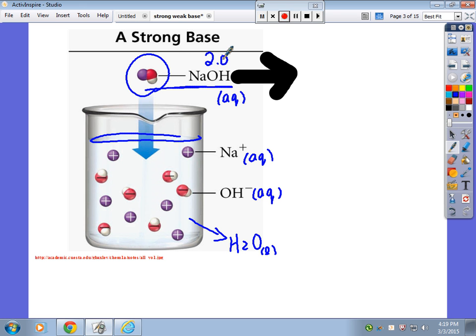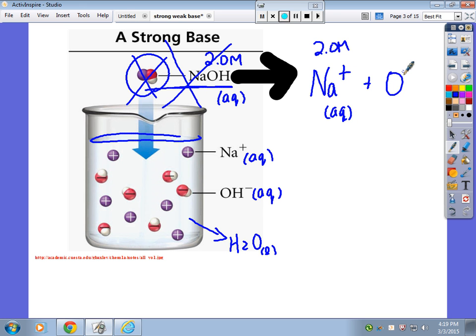So this is an aqueous container of sodium hydroxide. Let's just say it's 2 molar. That's what it would say on the outside of it. Well, you know for a fact that there's none of these NaOH particles in here at all. What is there? There's only sodium ions, 2 molar of them because it's a 1-to-1 ratio, and hydroxide ions, again 2 molar because it's a 1-to-1 ratio. Only. So the only things floating around in this container are water, hydroxide, and sodium.